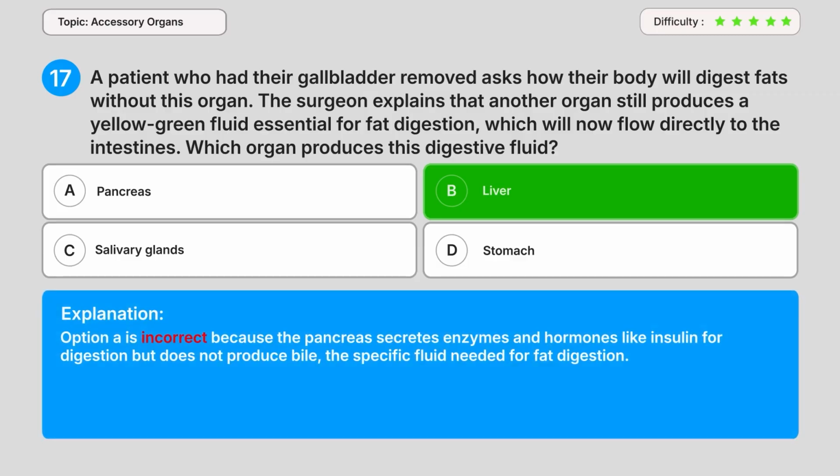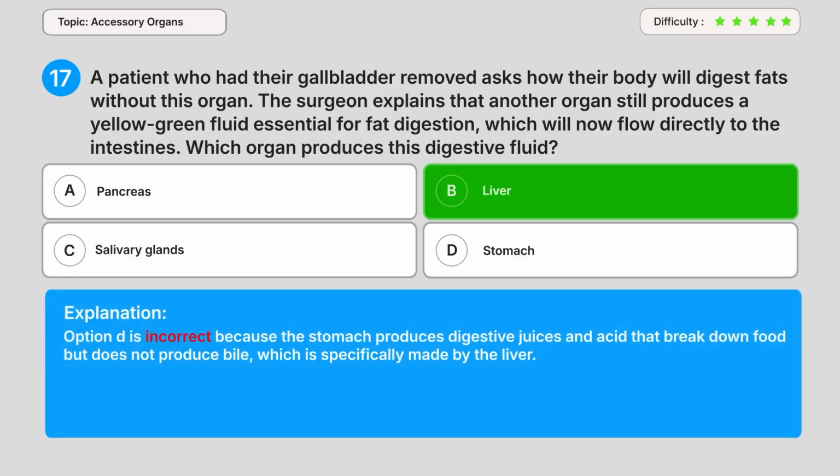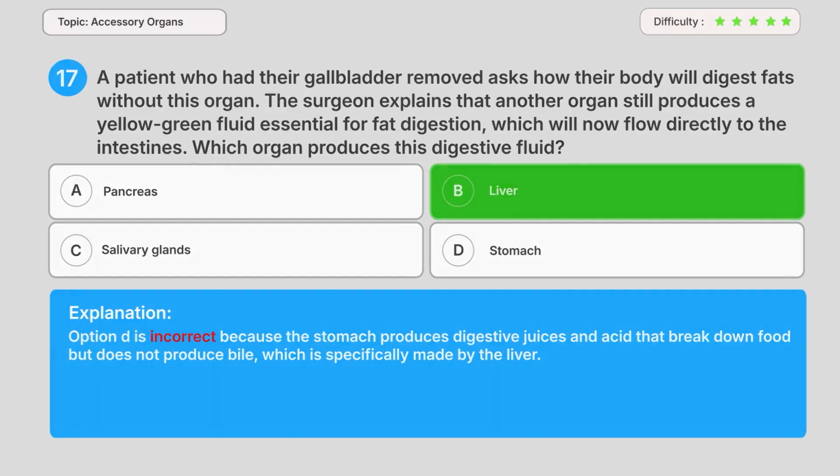Option A is incorrect because the pancreas secretes enzymes and hormones like insulin for digestion, but does not produce bile, the specific fluid needed for fat digestion. Option C is incorrect because salivary glands produce saliva that moistens food and begins carbohydrate breakdown in the mouth rather than producing bile for fat digestion. Option D is incorrect because the stomach produces digestive juices and acid that break down food but does not produce bile, which is specifically made by the liver.